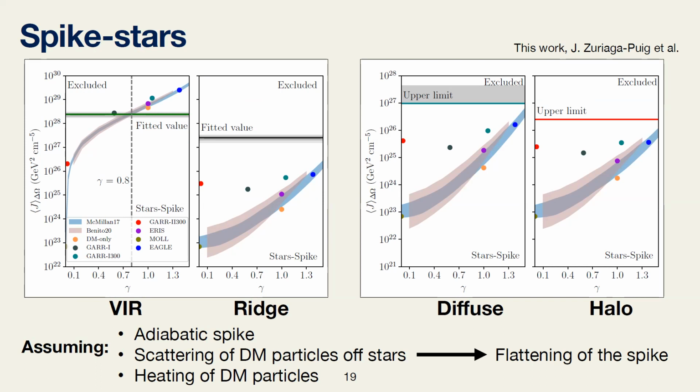This is the adiabatic part, also using scattering of dark matter particles off stars and the heating of dark matter particles. Because of that, we have the flattening of the spike, as I have shown before. So in our case, our crossing point is around gamma of 0.8, as we can see here.